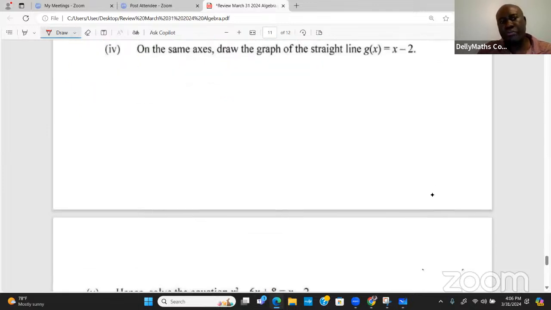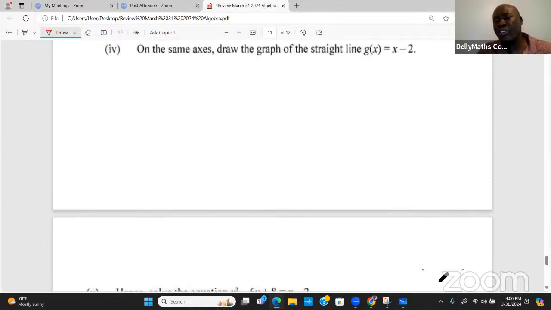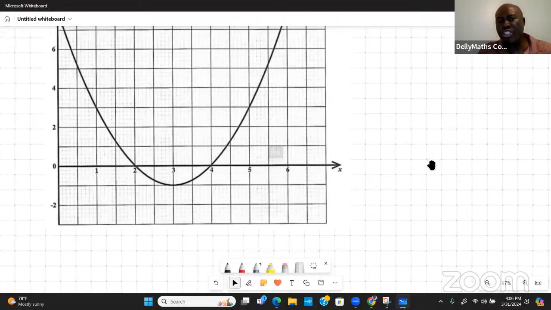All right, so the follow-up question is that they want us, on the axis with the graph, to draw g of x is equal to x minus 2. So on this graph, they want us to put on it g of x is equal to x minus 2. So they said g of x is equal to x minus 2. There are many ways you can do it.